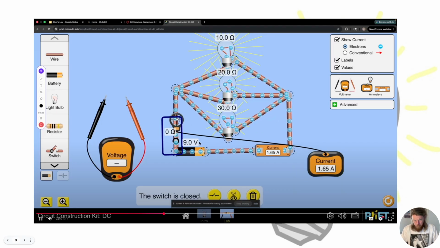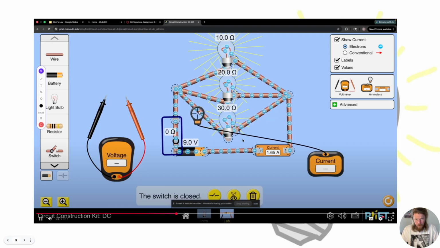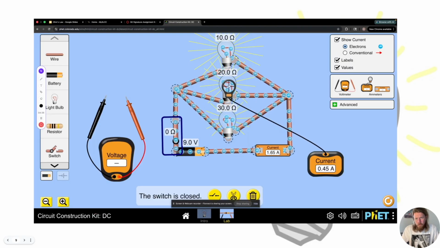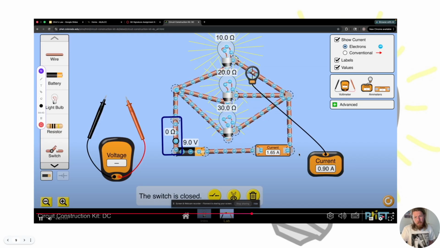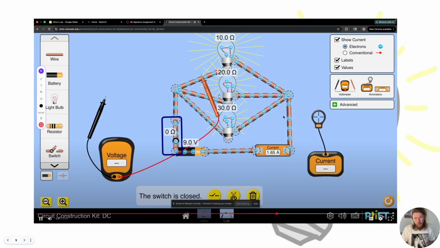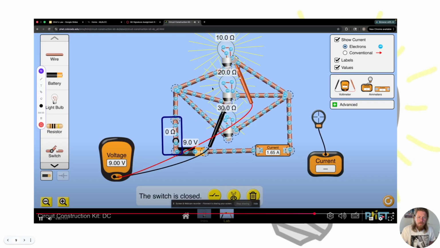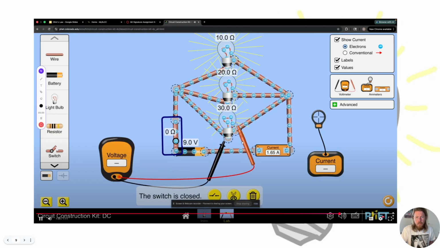Down here, everything should be 1.65 amps, and then each of the individual lights have a different current flowing through them: 0.30 for the 30 ohm, 0.45 for the 20 ohm, and 0.90 for the 10 ohm. And again, each of the different currents flowing through these added together will give us this 1.65 amps. And then, as we discussed, in parallel, all of the lights should receive the same voltage of 9 volts from our power source. And as we can see here, that is the case.